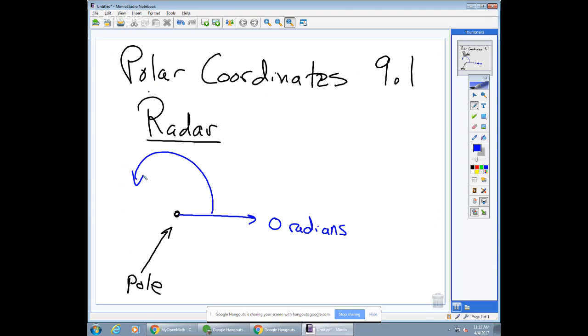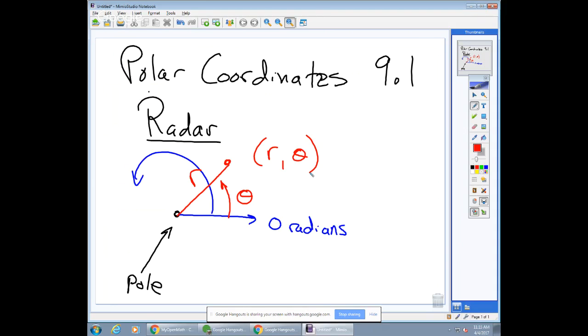And the way we mark the position of an object with radar is, say this is our object right here. We would want to know how far from our base it is located. That's the radius r. And we would want to know what angle it is from our measuring direction. And so we call that theta. And so this point in polar would be known as r theta.